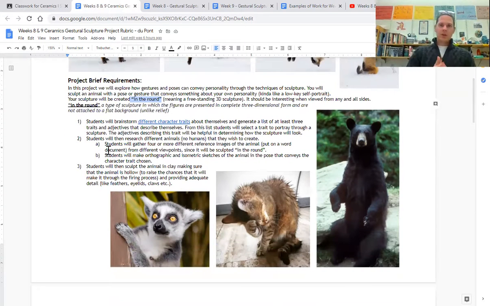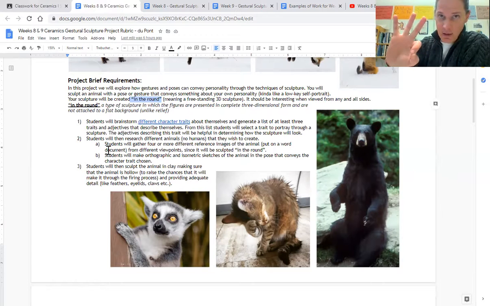So how are you going to do this? It's broken down into a couple pieces, and those pieces are then separated into different weeks. So for week 8, you're going to be doing the design process, and that's numbers 1 and 2 on this project brief. So you're going to brainstorm different character traits about yourself, and you're going to generate a list of at least 3 of these traits or adjectives that describe you. You can generate more, you can have way more if you want, but you need to have at least 3.